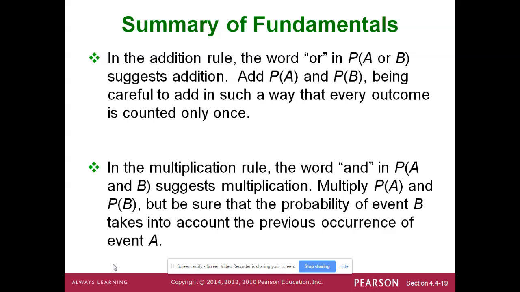Okay, multiplication rule is for AND problems. Multiply probability of A, probability of B. Make sure you're deciding if it's independent or dependent. Make sure you decide that. Because if event B is affected by that, like you don't put the card back in the deck, that's a good example of it being affected and then being dependent events. So be careful of that.